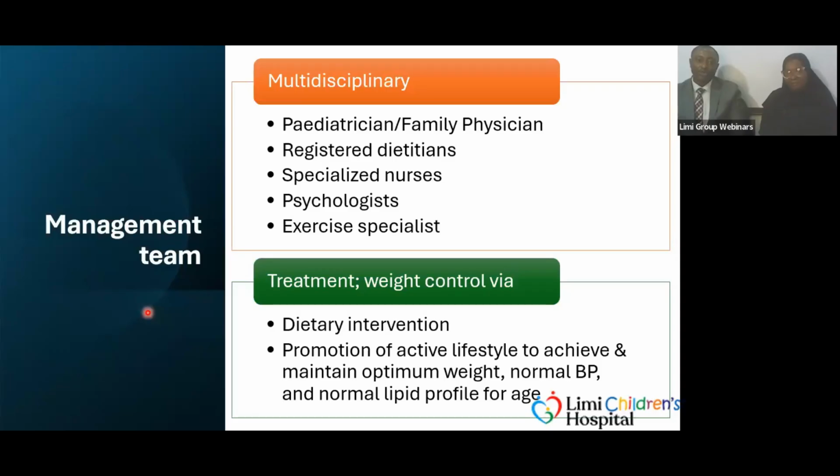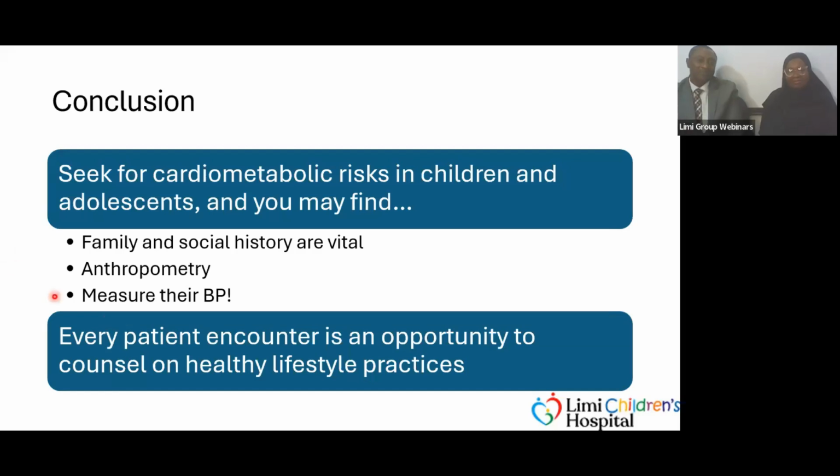So for treatment, weight control is necessary across board. Dietary intervention, child one, child two, dietary approach to stop hypertension, the promotion of active lifestyle. This will help to maintain optimum weight and keep to the range of normal blood pressure and normal lipid profile. So we are concluding.